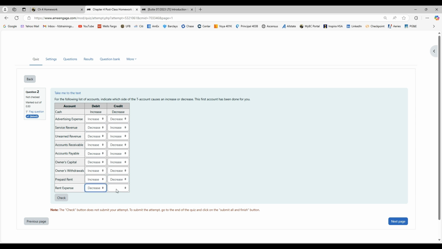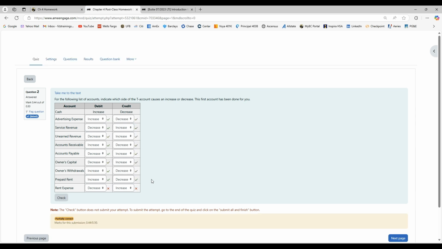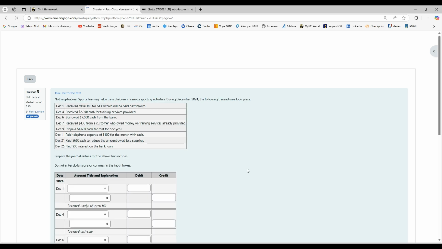And then again, every expense account follows the same pathway. Oh, what did I do? Rent expense. Oh, I have that backwards. Yeah, so as I mentioned, every expense account, just like we have here, increases with the debit, decreases with the credit. And that's 100% there. Okay, let's go on to the next problem.